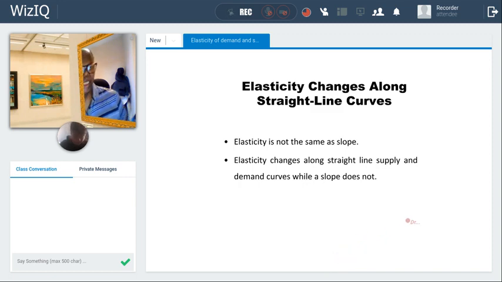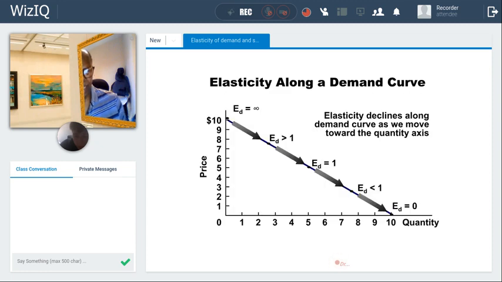Now, elasticity changes along straight line curves. Elasticity is not the same as a slope, as I said. Elasticity changes along straight line supply and demand curves, while a slope does not. So you can see above this point, elasticity is going to be greater than 1. This point here is 1. Down here is less than 1. At this end it's going to be 0, while at that end there, it's going to be infinity.